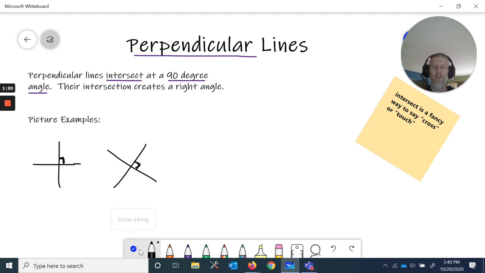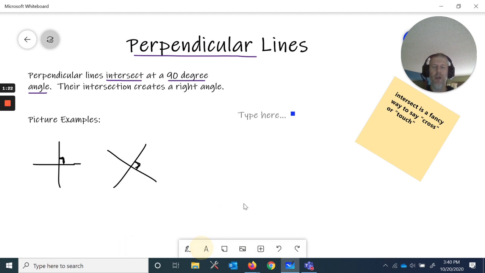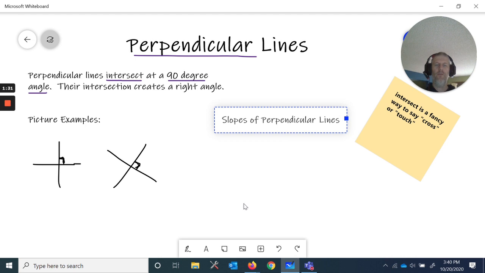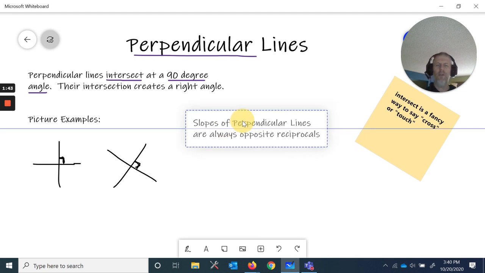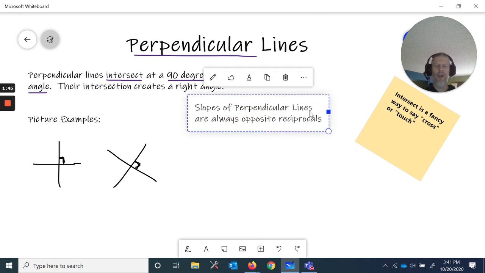So let's talk about the slopes of perpendicular lines. So remember that slopes of perpendicular lines are always opposite reciprocals. Okay, so they're always opposite reciprocals. So here's what that means.